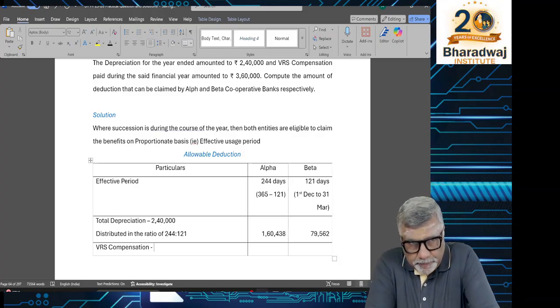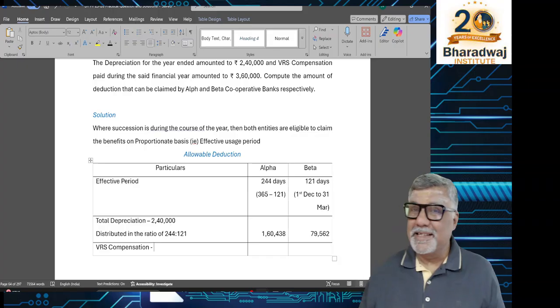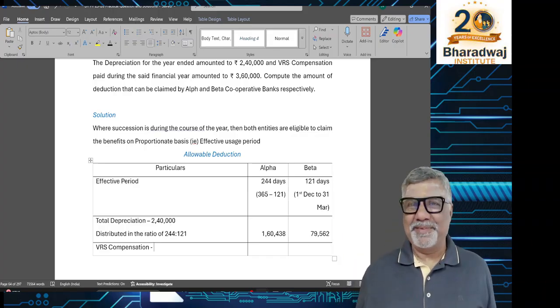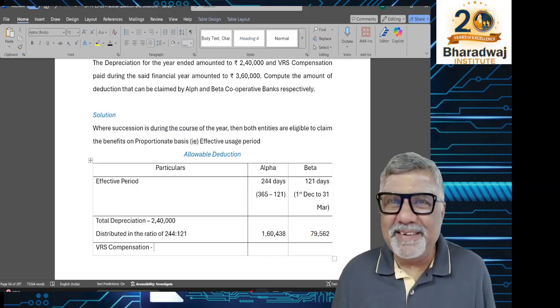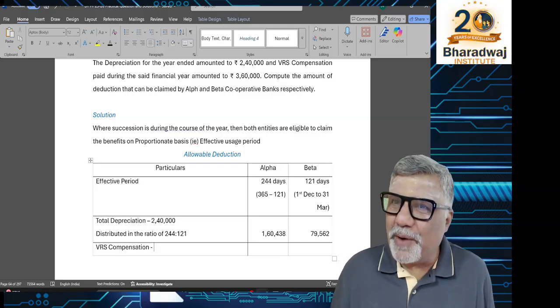How much? What is the split? No, something else. This is 1/5 only is allowed. We should not distribute 360. What is allowed is only 1/5.